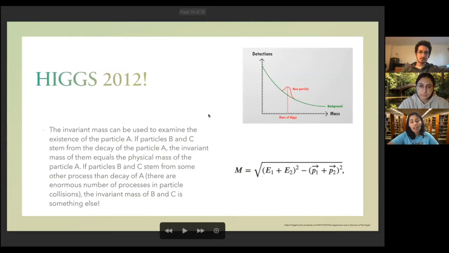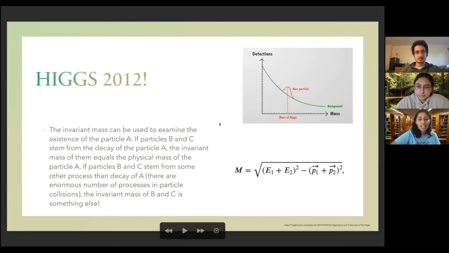Then when the particle decays, we expect the invariant mass to follow some distribution, which is given by the green line here. On the y-axis is the number of detections, and on the x-axis is the mass. If the number of detections versus mass is exactly what we predict in the model, then there is no new particle. But if there's some bump in this structure, it means there are certain regions with a large number of particles coming from physics that we don't know. So that is probably the production of a new particle.